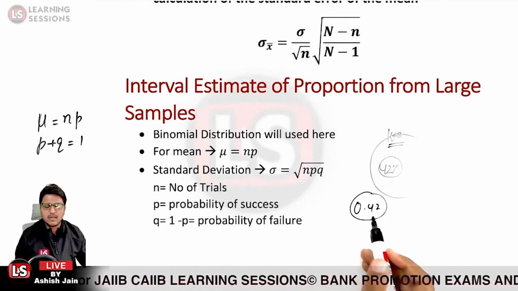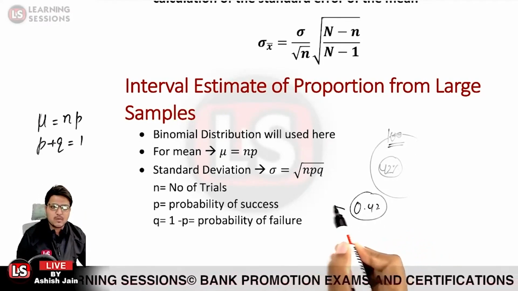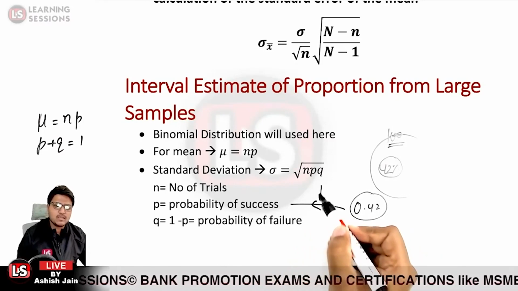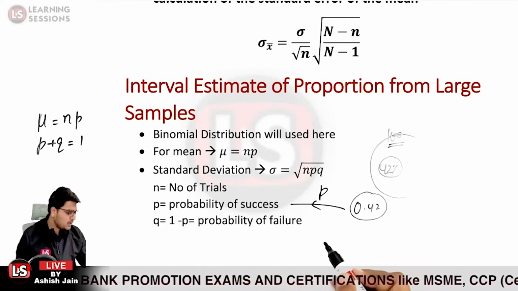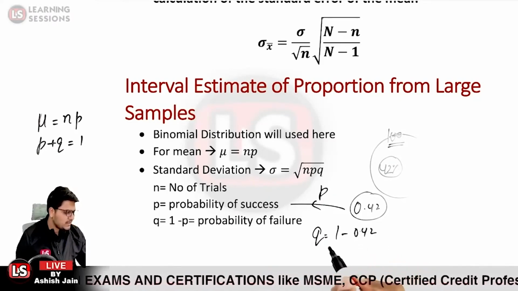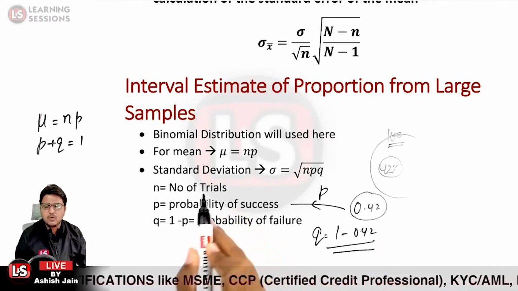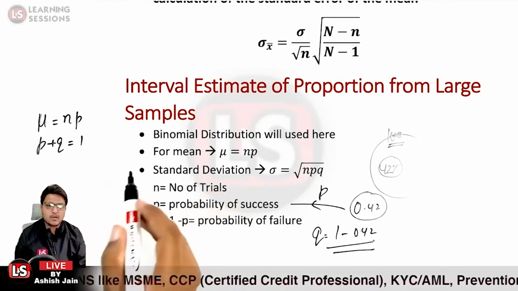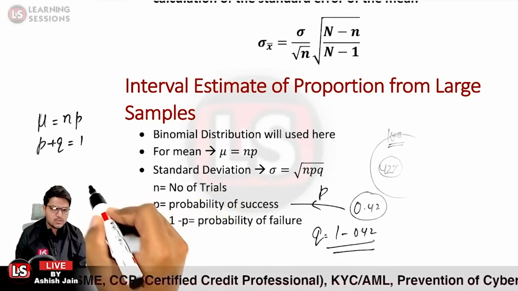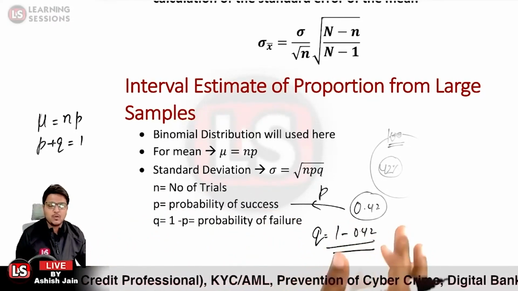0.42 is the probability of the success event, that is equal to P. So I can simply say P is equal to 0.42, and Q will be equal to 1 minus 0.42. That would be the value of Q, and from there I can calculate the mean and the standard deviation. The mean, mu, is equal to NP, and the standard deviation is equal to the square root of NPQ.